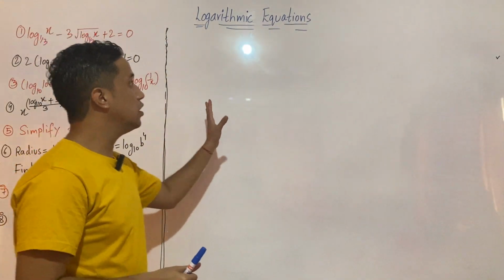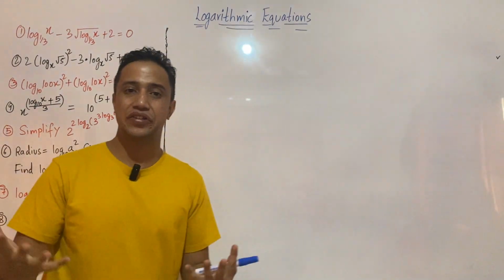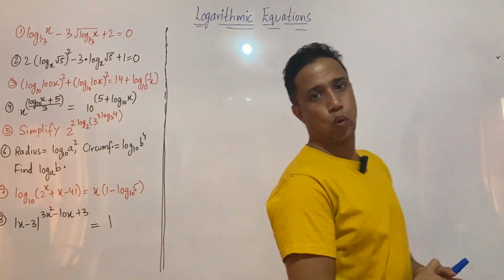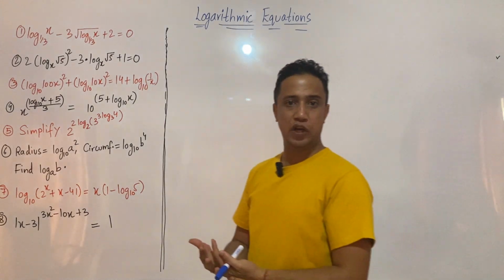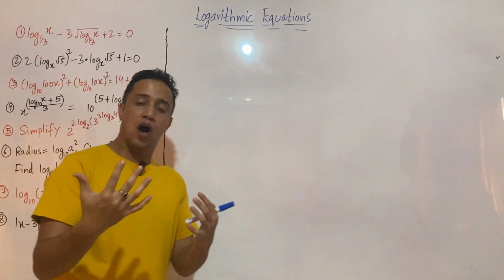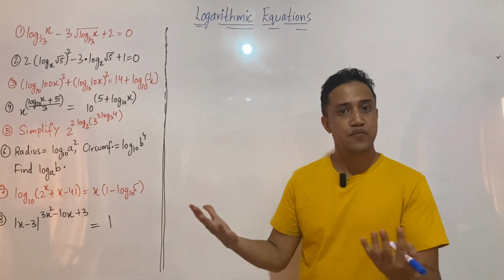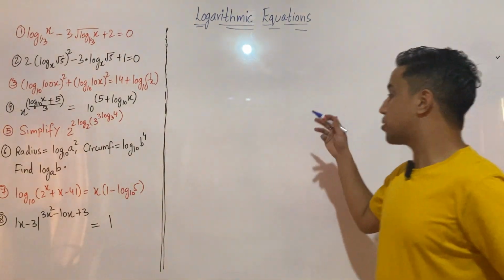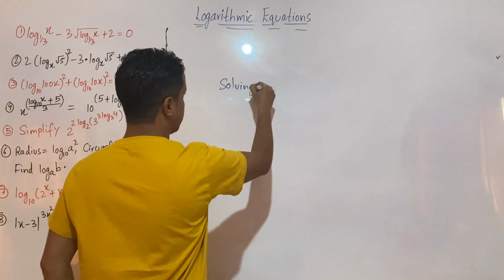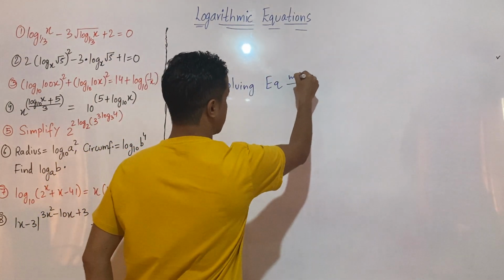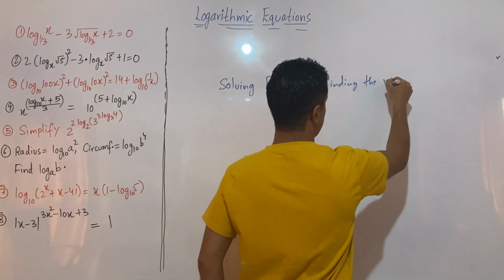Okay, so first of all, I would like to ask you, what is the need of solving the equation? When we solve an equation, the main aim of solving the equation is to find the value of the variable, right? So what's the primary aim of solving the equation? Solving an equation means finding the variable.